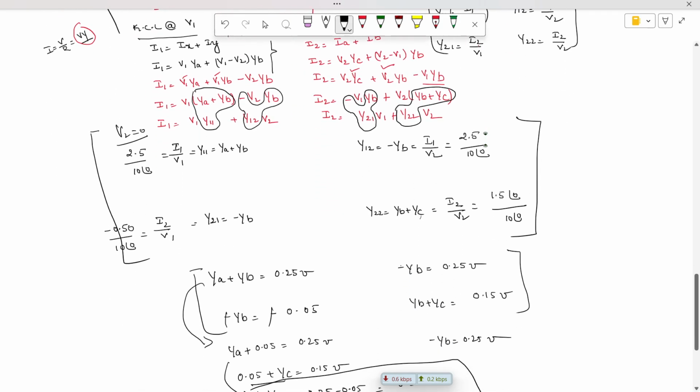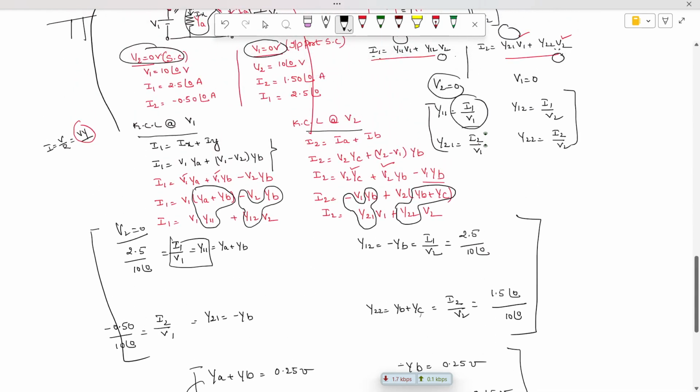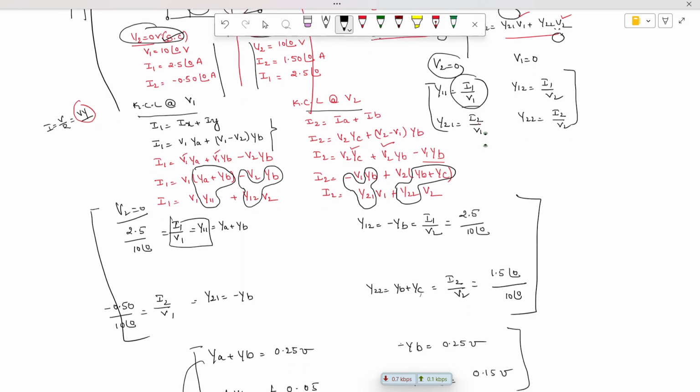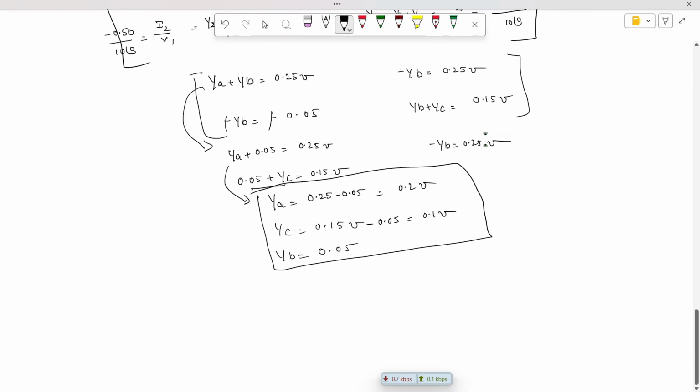So we determined the Y parameters first. Now let's try to compare with the standard. This also can be written as I1 by V1, and already in the problem, whenever the output is short circuit, we got this parameter. When the input is short circuit, we got this parameter. Substitute this in the formula and automatically you can find out Ya, Yb and Yc.